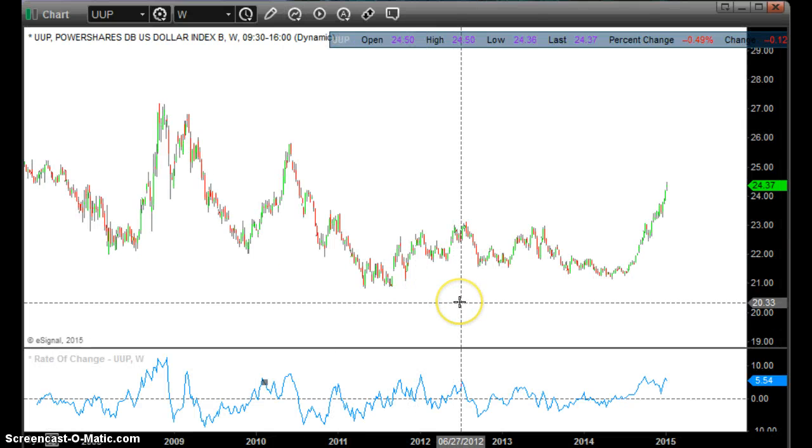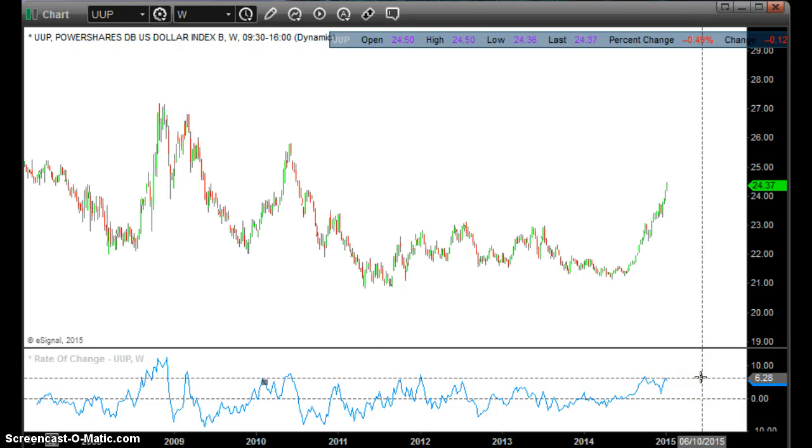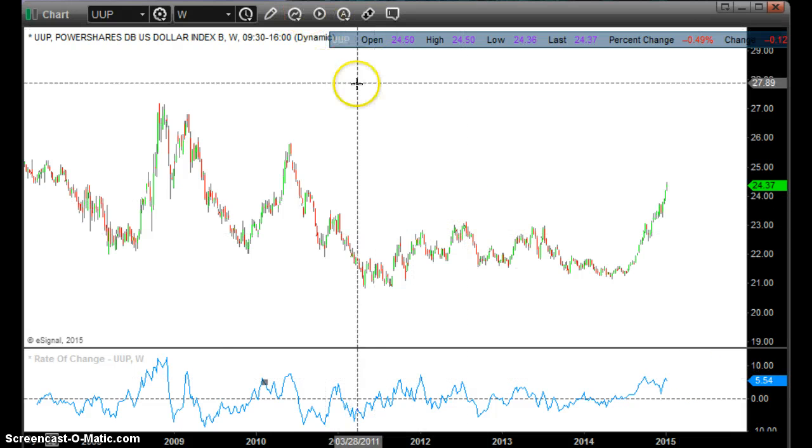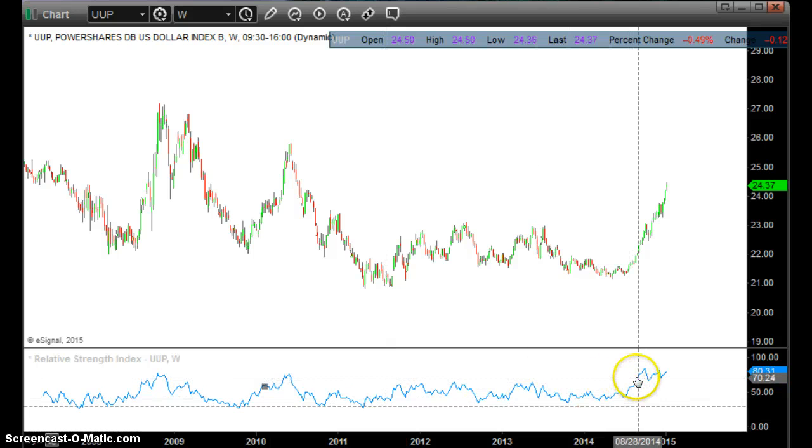So if we look at something like the relative strength index, I'm sorry, this is the rate of change. One second. Here it is, the relative strength index, the RSI in blue, and you can see we are in serious overbought territory. Now, the thing with oscillators like this is they can remain in overbought territory for a long, long time.